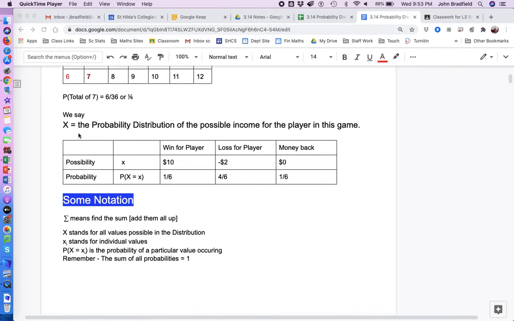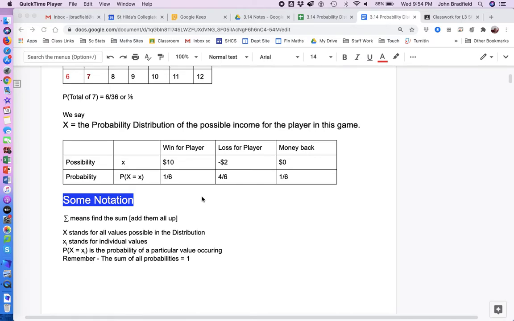So here is the probability distribution of the possible income. 3 things can happen, so these are the possibilities. You can win $10. You can lose your $2. Or you can break even. For each of those 3 possibilities, we've got a probability that goes with them. Now the probability is based on the grid above, on the table above. And so that is a description of the probability distribution for the income in this case.